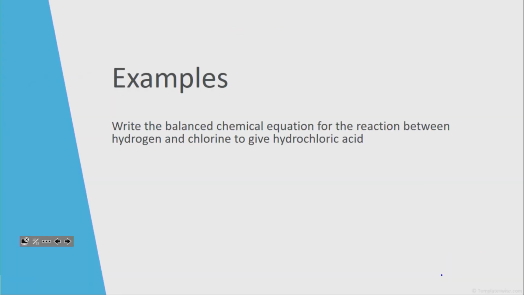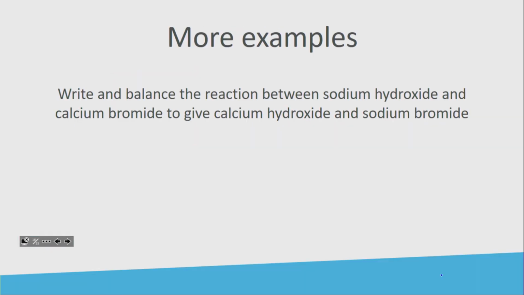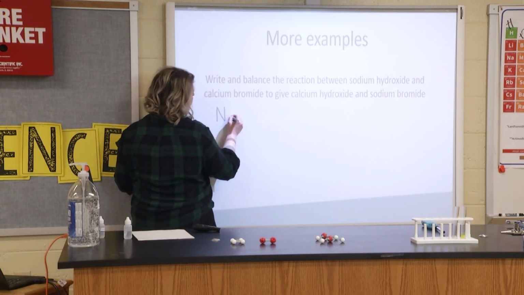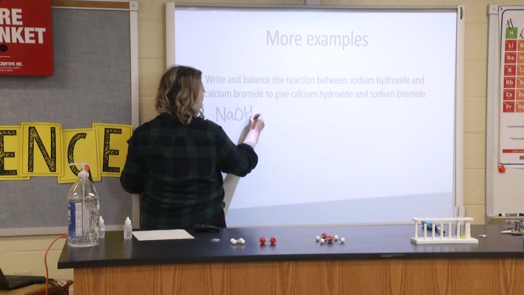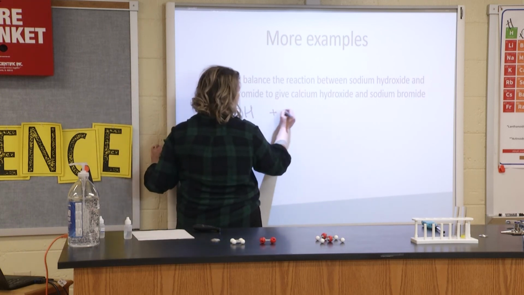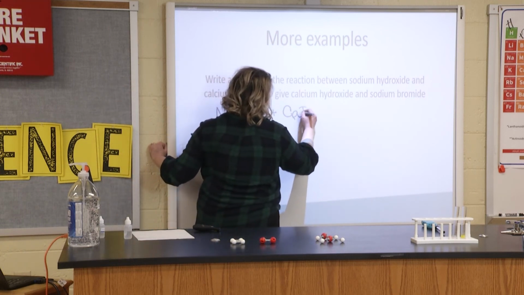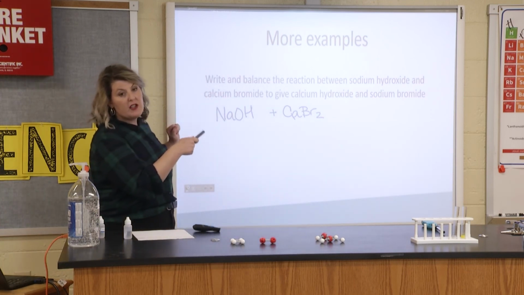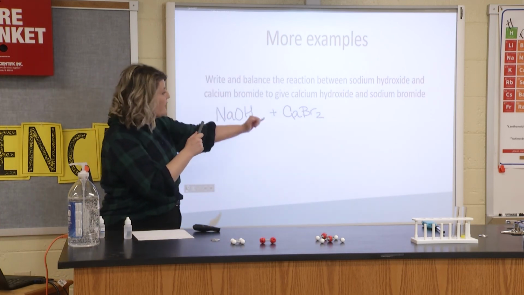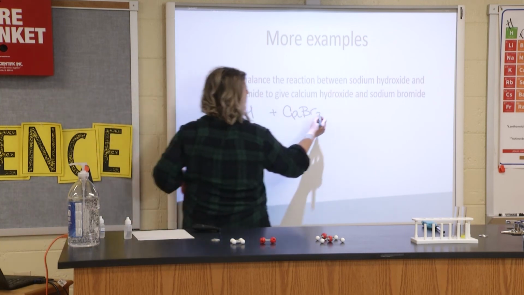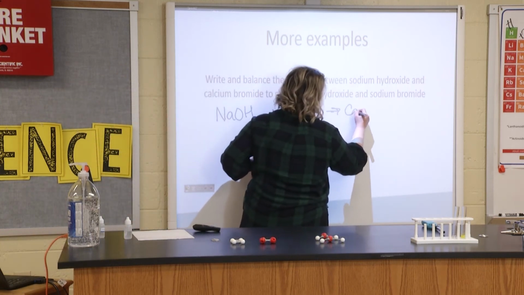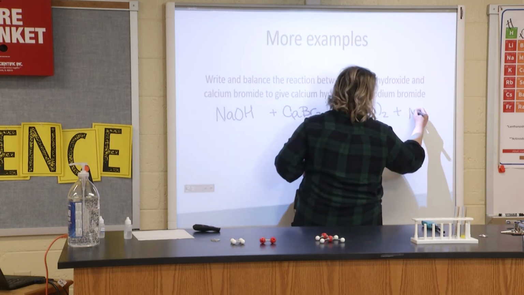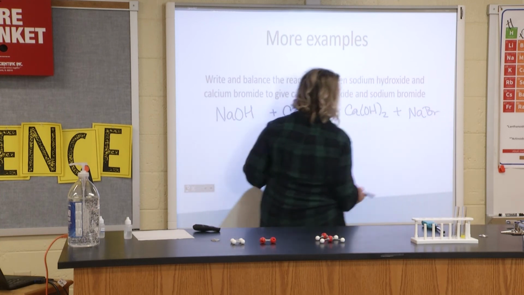So let's do this one. Let's try this one. Write and balance a reaction between sodium hydroxide, which is NaOH, and calcium bromide, which is CaBr2. That 2 is there because the charge of that calcium was a +2. It goes to give calcium hydroxide and sodium bromide.